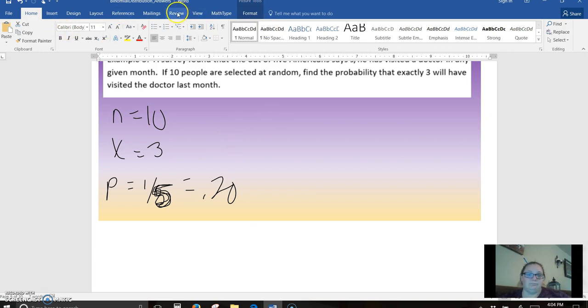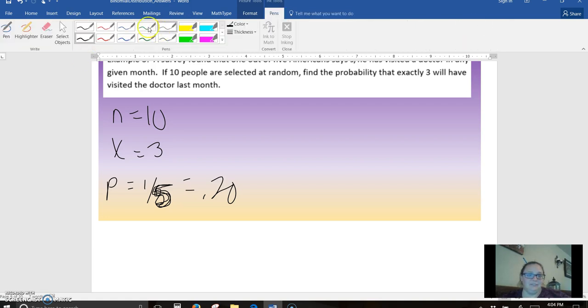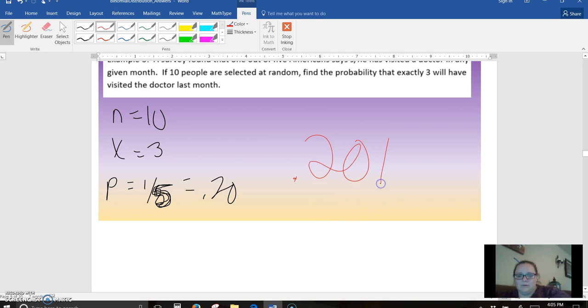So just write that down. We're done. That's it for real. 0.201, which is 20.1%. So the probability that exactly 3 will have a visit to the doctor is 20.1%.